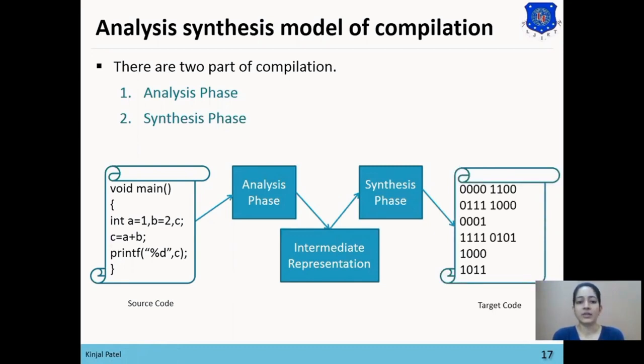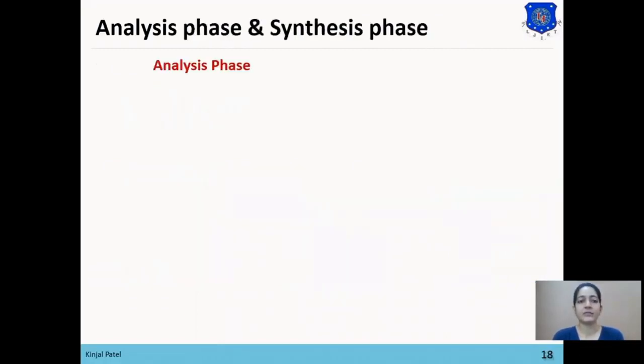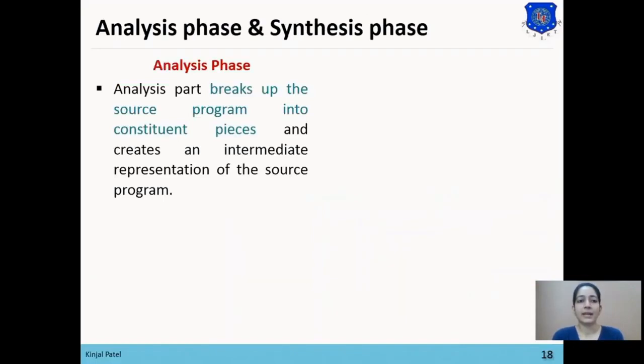So this is the process: first our code is passed to the analysis phase, then the analysis phase will convert it into intermediate code. This intermediate code is error free. Now that error-free code will be passed to the synthesis phase. The synthesis phase is used to convert it into another form, which is machine language. The analysis part breaks up the source program into different parts and creates one intermediate representation of the code.